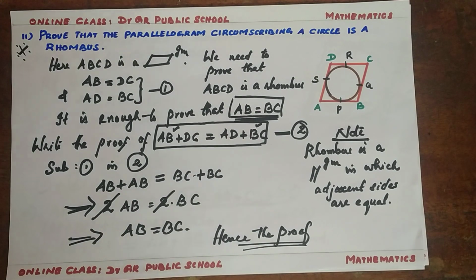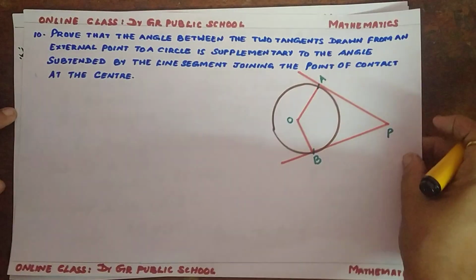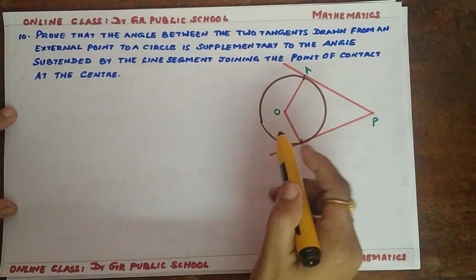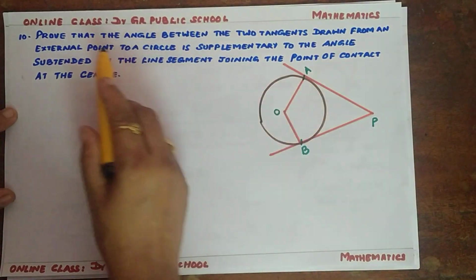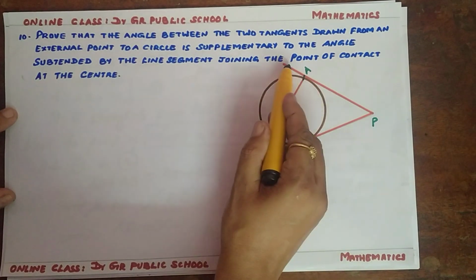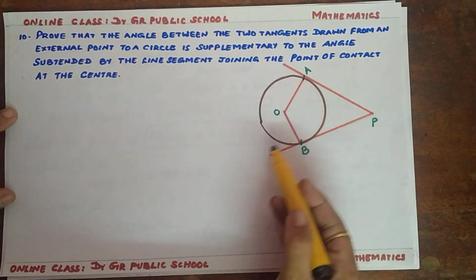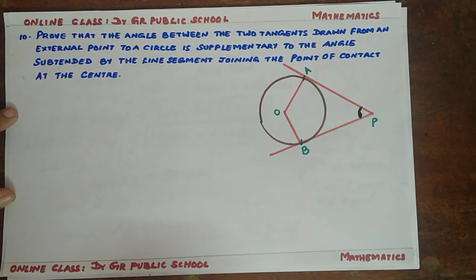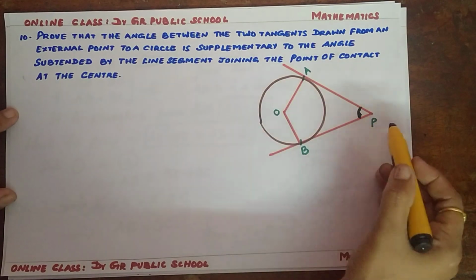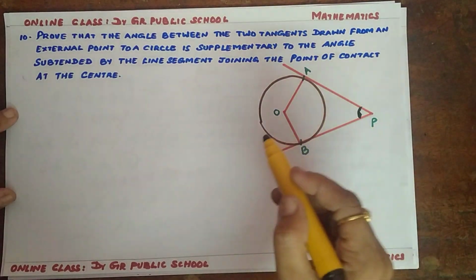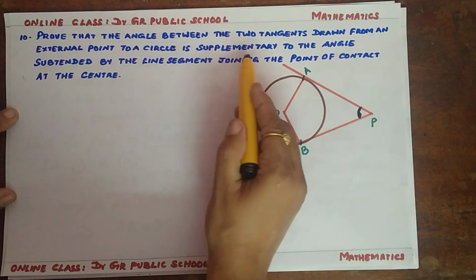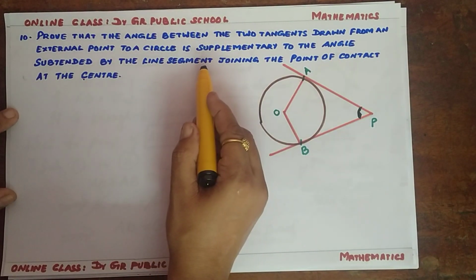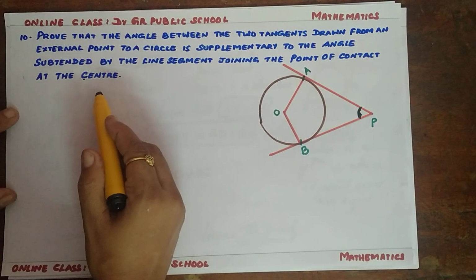Now, come to question number 10 in your textbook. Prove that the angle between the two tangents drawn from an external point to a circle is supplementary to the angle subtended by the line segment joining the points of contact at the center. These are the two tangents, so the angle between them is this one.